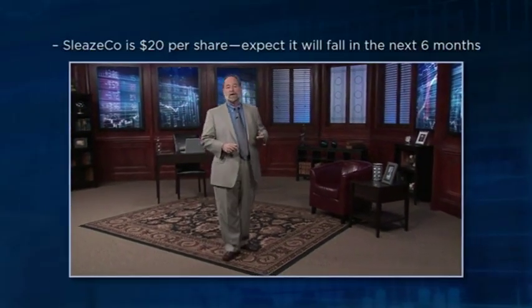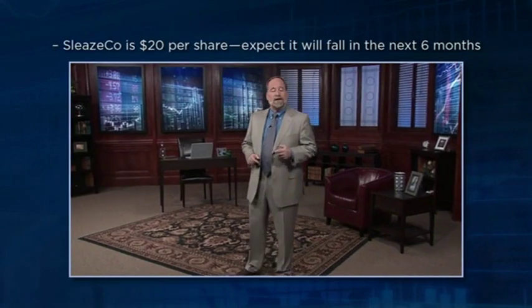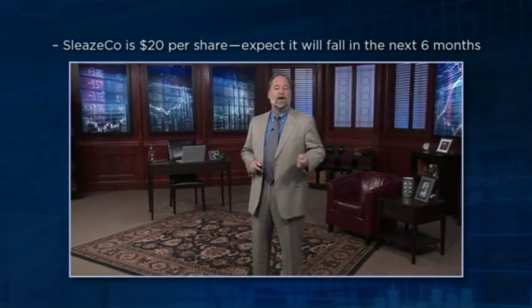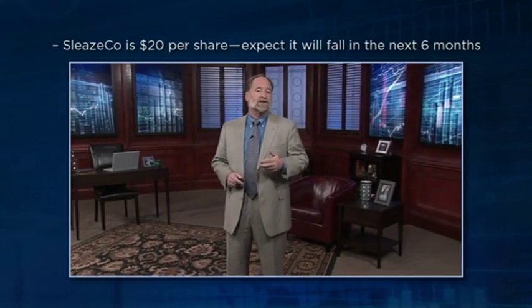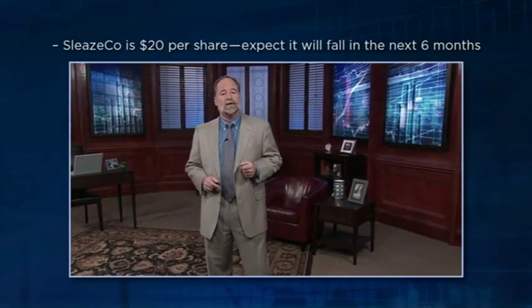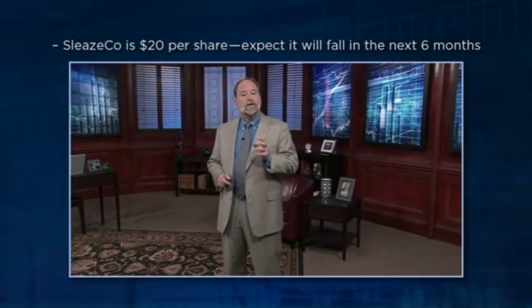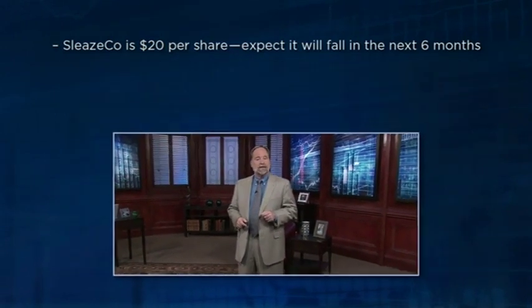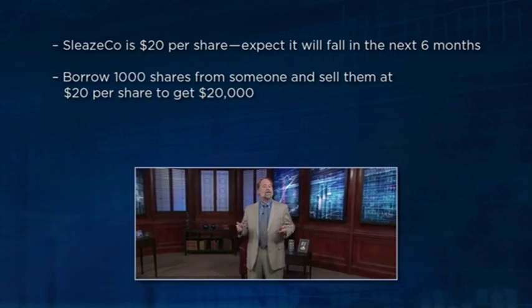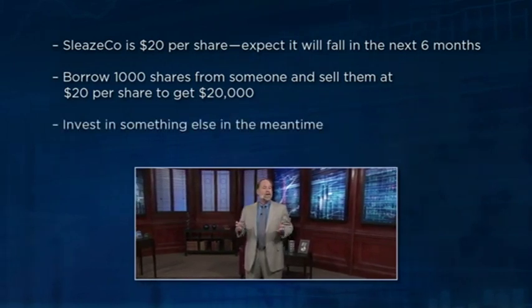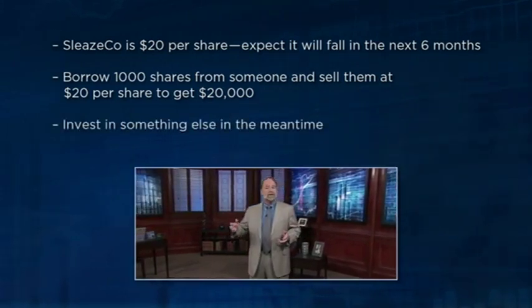Let's consider another Sleesco example. You think Sleesco is currently too high at $20 per share and expect it to fall over the next 6 months. If you currently own Sleesco, you could benefit from this knowledge just by selling it now to avoid the loss. But if you didn't own it, you could make money by shorting it. Borrow 1,000 shares from someone and sell them at $20 per share to get $20,000. With that money, you can invest it in something else in the meantime.